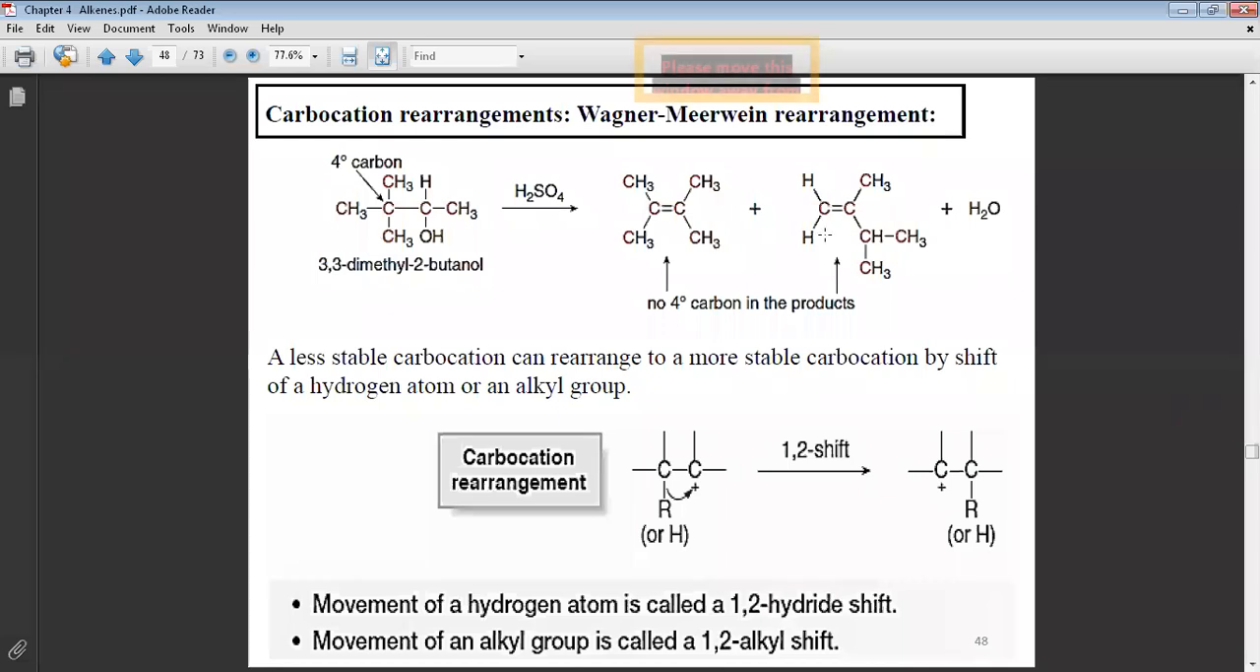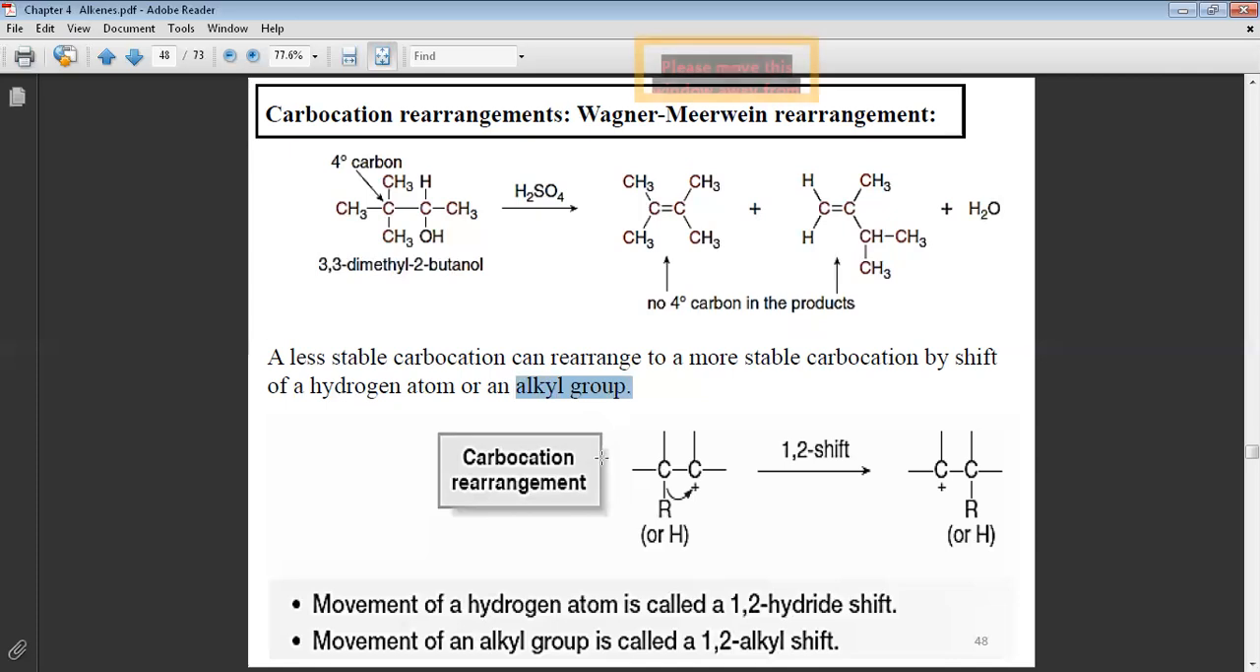He said any one can be major, any one can be minor. This is the major one, because it is trisubstituted, and this is minor because it is disubstituted. This is the best one. Now he said this stable carbocation can rearrange to a more stable carbocation by what? By shift of a hydrogen atom or alkyl group. I will explain for you.